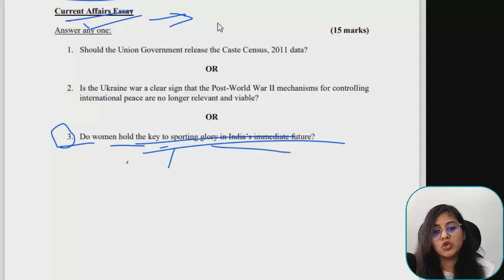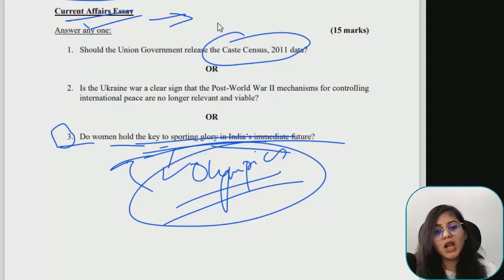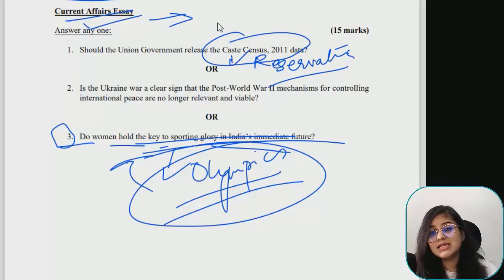How can you relate it? You can bring in the Olympics, Paralympics, women who won the medals at these forums. You can talk about those things. So that is how you can make an essay on current affairs. Here, this is related to census. Another census took place recently. This is caste census. Again, you can speak about reservation, Maratha quota, these things.